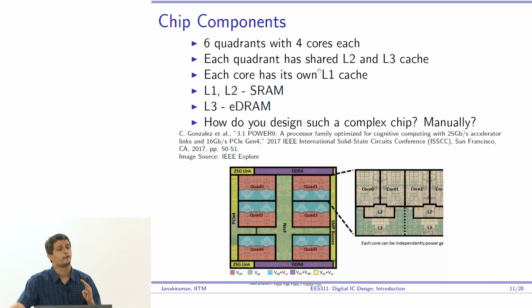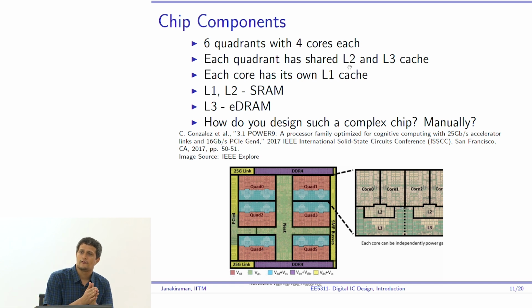6 quadrants with 4 cores each, okay? And each quadrant has a shared L2, L3 cache, right? So people figured out that going outside to the DRAM and fetching data is extremely slow. You can't keep doing that. Therefore, you needed to have some faster access.